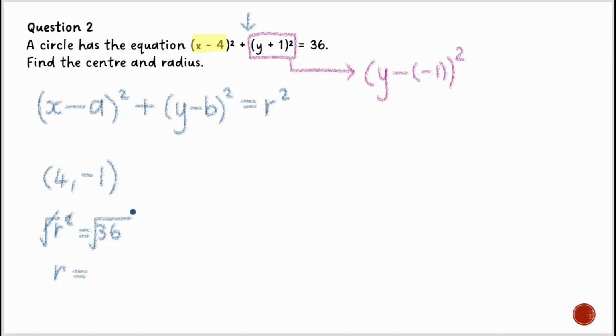What is the square root of 36? It is equal to 6. So that means the radius is equal to 6. So our final answer will then be the center is equal to 4, −1. So the x coordinate is 4, the y coordinate is −1, and the radius is equal to 6.